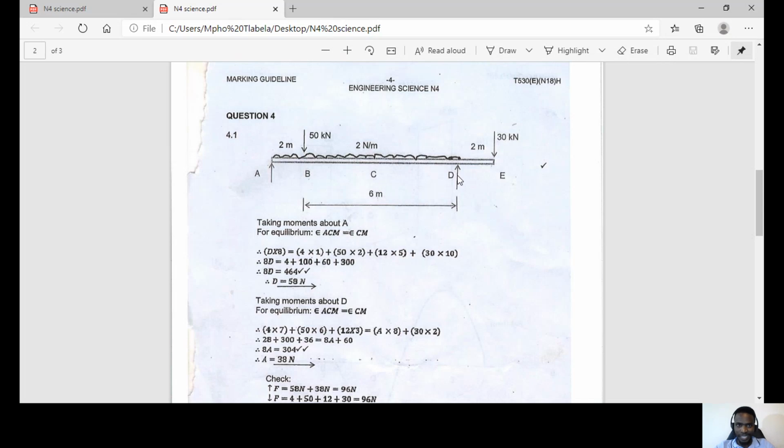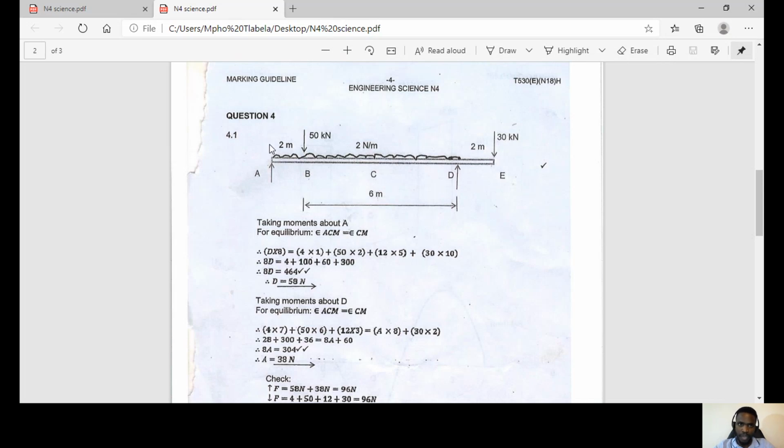What is the length between D and A? Is this 6 plus 2? It gives us 8. That's why we said here D times 8. Right, we got the next force, which is a point load of 30 kilonewtons. This is pointing down.